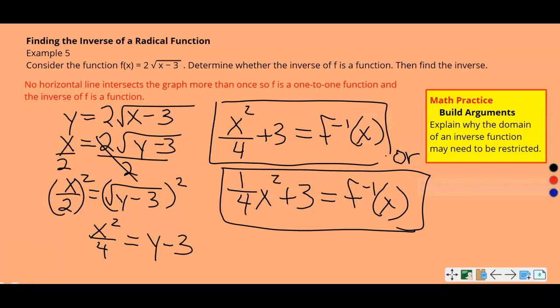All right, now one more quick thing talking about the domain. So remember when you switch the x and y, your domain comes from your x's, your range comes from your y's. If you look at this, we had a square root function, which restricts your range to y's greater than or equal to 0. All right, so when you do that, then you switch it. That means the domain has to be restricted to x greater than or equal to 0.